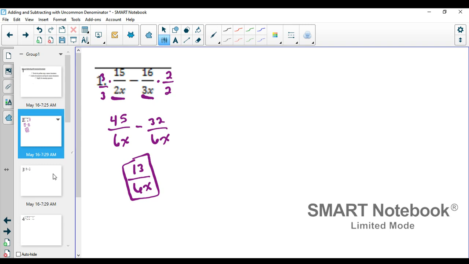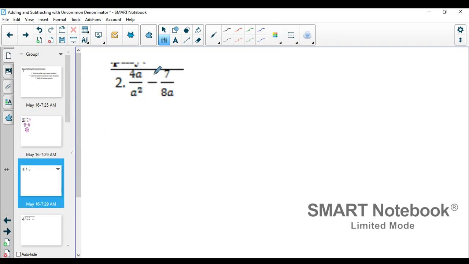Going to number 2. So we have 4a over a squared minus 7 over 8a. So looking at this, we can make the a over here into a squared by multiplying this one by a over a. And then this one we can make 8a squared, which is what this is going to be if we multiply this by 8 over 8. So this one we're going to multiply 8 over 8, this one a over a.